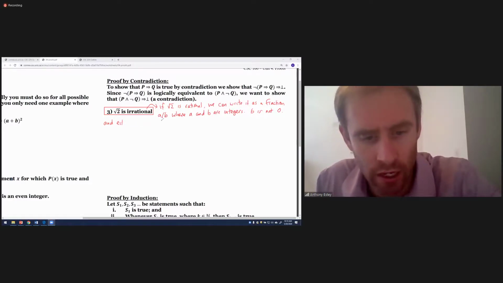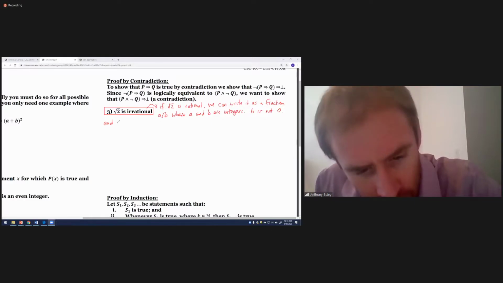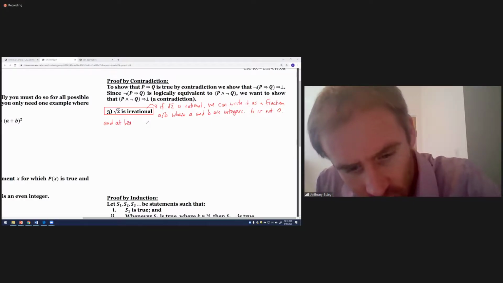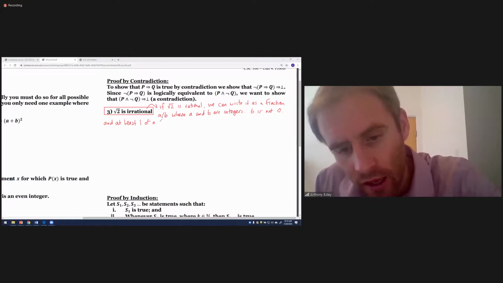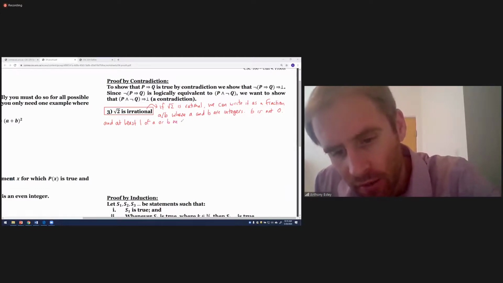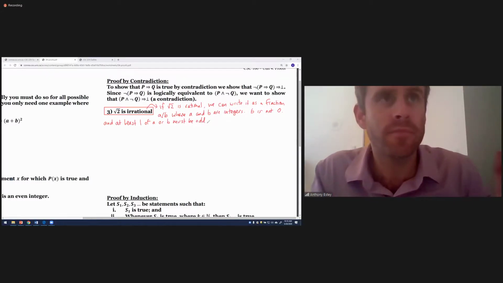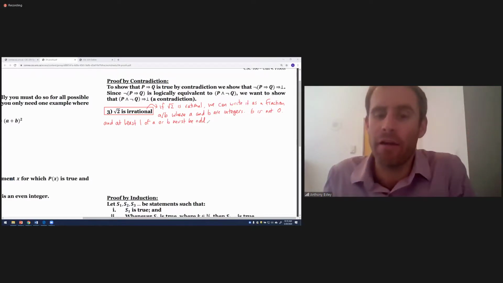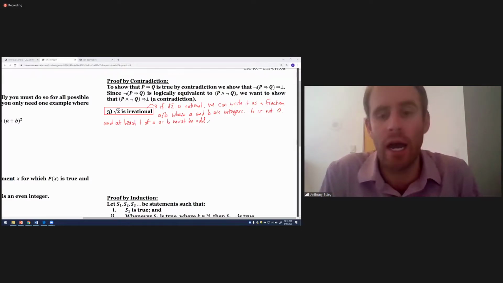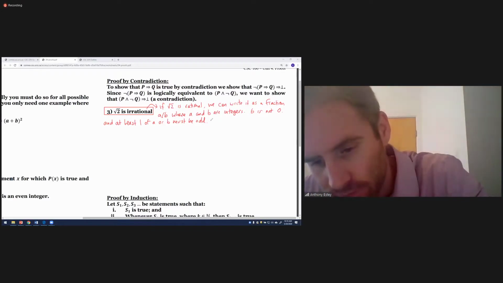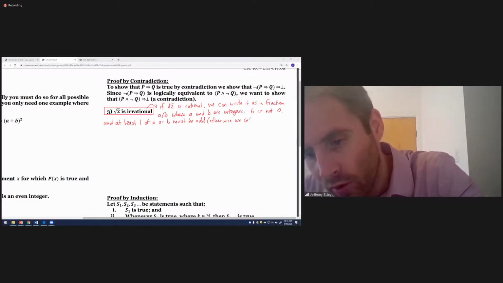I'm going to write this: at least one of a or b must be odd. Because if they're both even, we could simplify it further into lower terms. Otherwise, we could just simplify the fraction further.